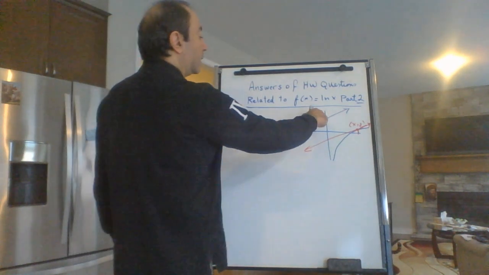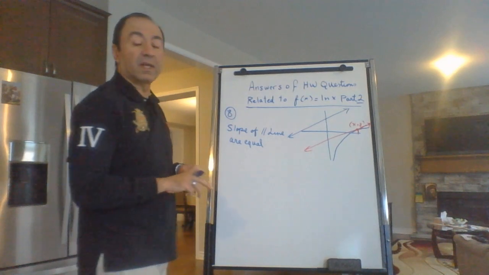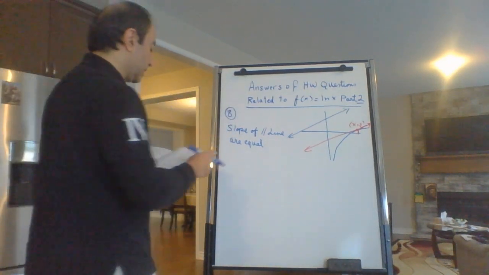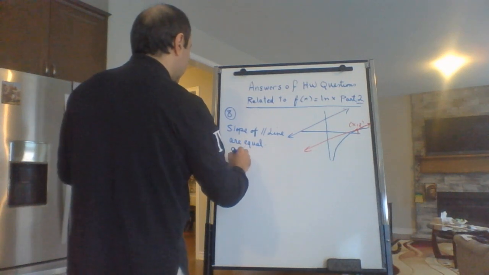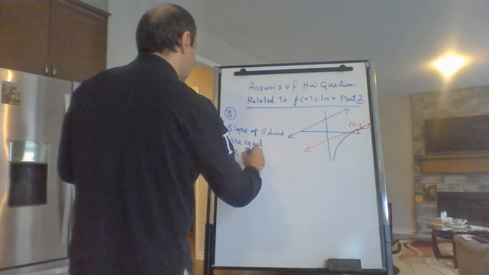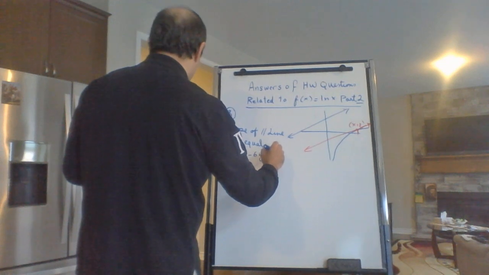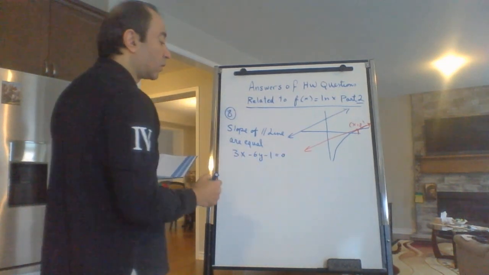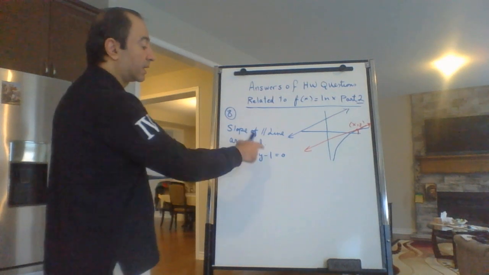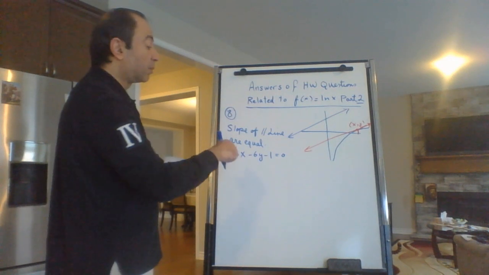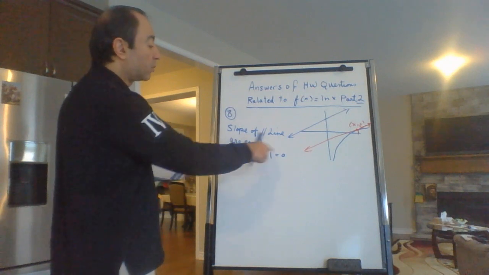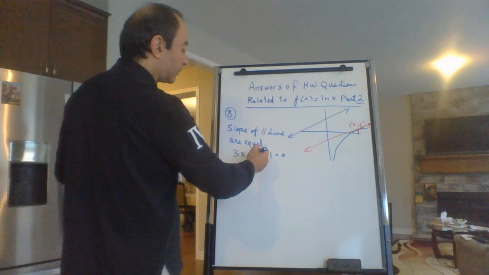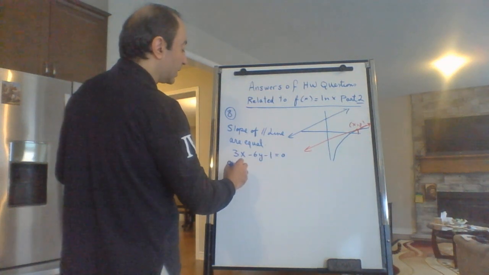So I can get the slope of this line because I know the equation, and the equation is 3x minus 6y minus 1 equals 0. If I rearrange this and write it in the form of y equals mx plus b, I can get the slope, just m, the number in front of x. Or if I find the derivative of this, I will get the slope. But it is easier if you write it in the form of y equals mx plus b.